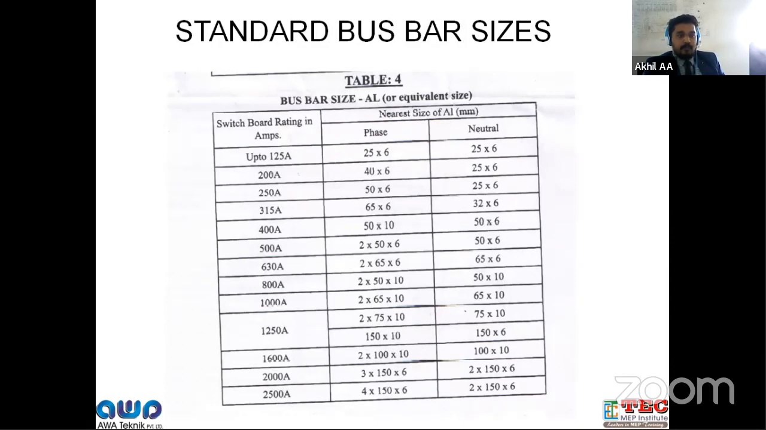For a switchboard rating up to 125 ampere, you can select 25 into 6. 25 is the width, 6 is the thickness. For the neutral also 25 into 6. Up to 200 ampere, 40 into 6, and there it goes. It will keep increasing, and the number of runs also will increase according to the current demand. The standard bus bar sizes are also given below.